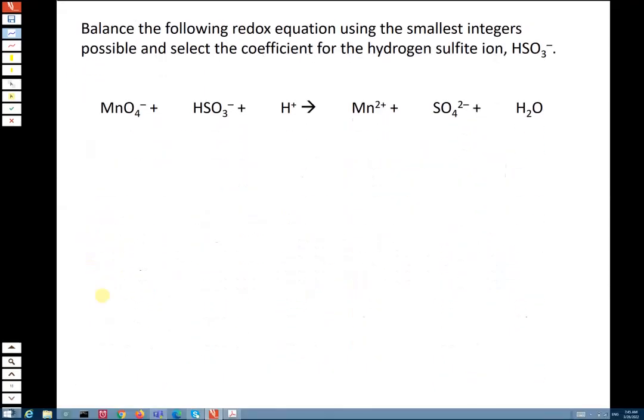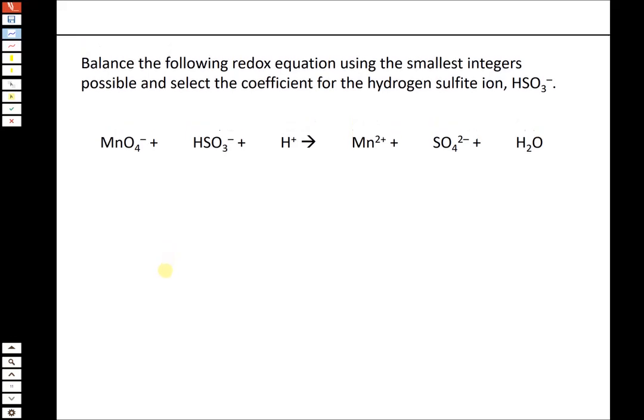Alright, and then the last one here deals with balancing a redox reaction. I think we did pretty well on this for the most part, but this one gave us a little bit of trouble, and it is good to review it because there are going to be 2 homework questions on this topic, 2 exam questions on this topic.